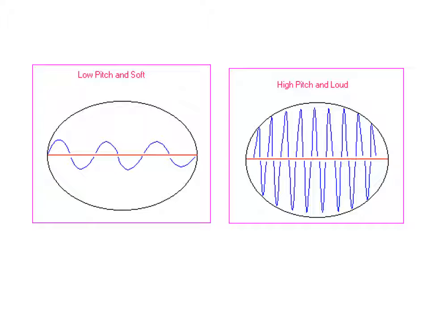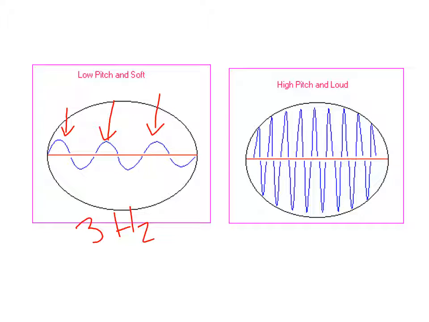So let's look at this first wave. This first wave basically only has 3 waves in it. So here's 1, 2, 3. So this wave would have a frequency of 3 hertz. That's a pretty low-pitched sound.